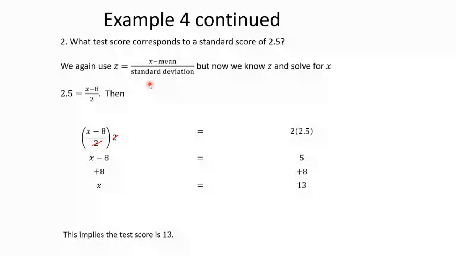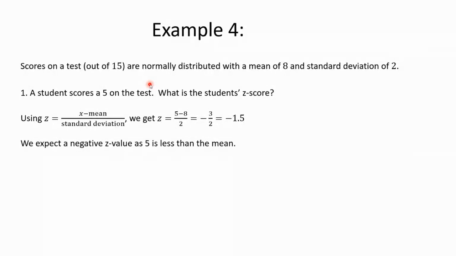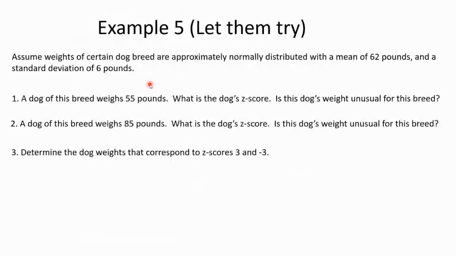Okay. We had this example. Let's do another one. Well, no, we just did that. Sorry. I want you guys to try this one. So basically here, we're given that the weights of a certain dog breed are approximately normally distributed, and the mean is 62, and the standard deviation 6 pounds. That's all.